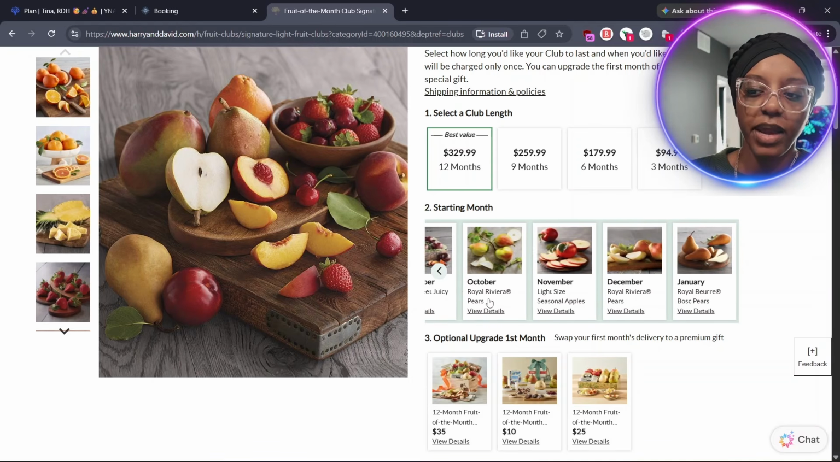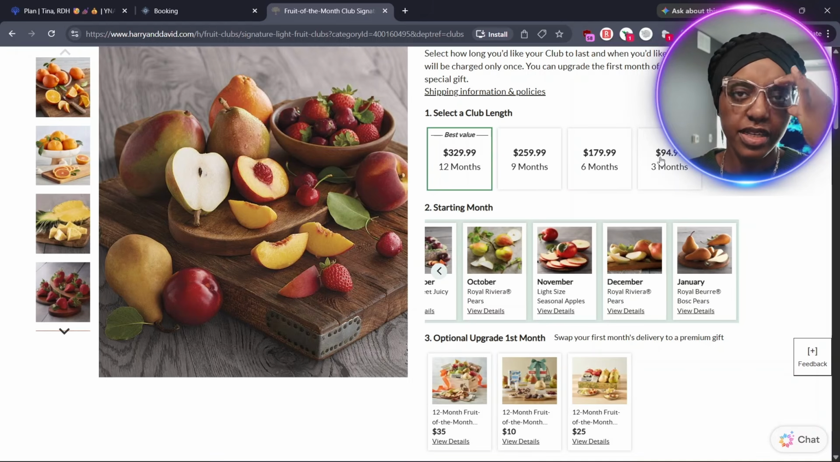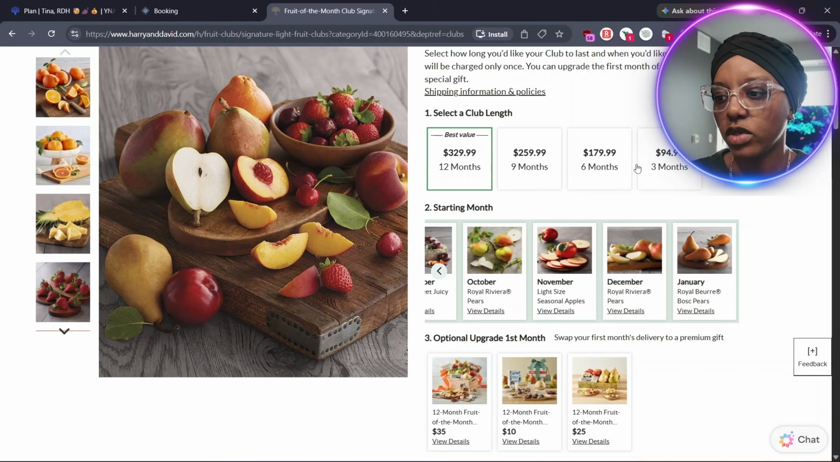I would also love to get the pears, but again, then I wouldn't be able to get the pineapple either, and I love pineapple. What I'll probably end up doing if I enjoy the club is I'll just subscribe again, and then I'll just do like a 9-month subscription or something like that.